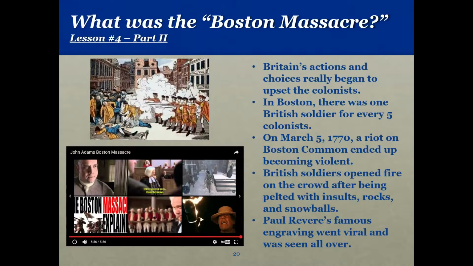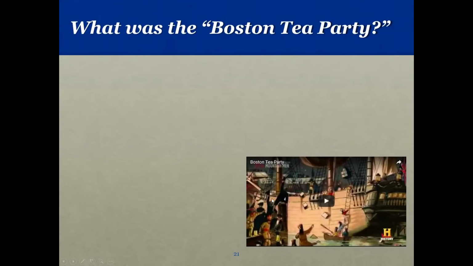So that, ladies and gentlemen, was a dramatic depiction of the Boston Massacre. And you should also note that one of the victims was an African American.